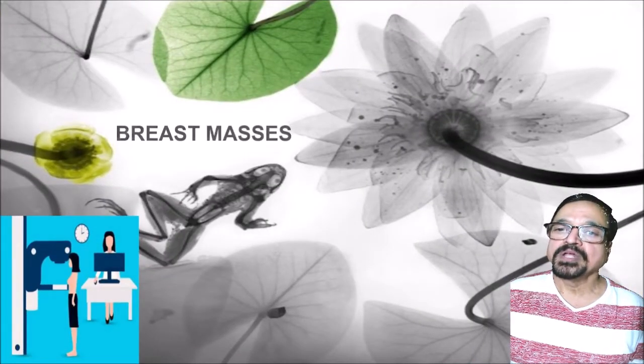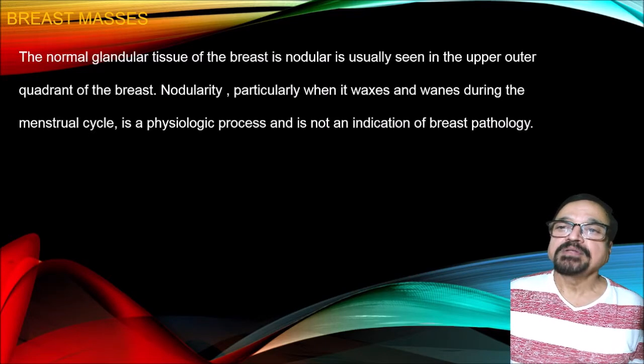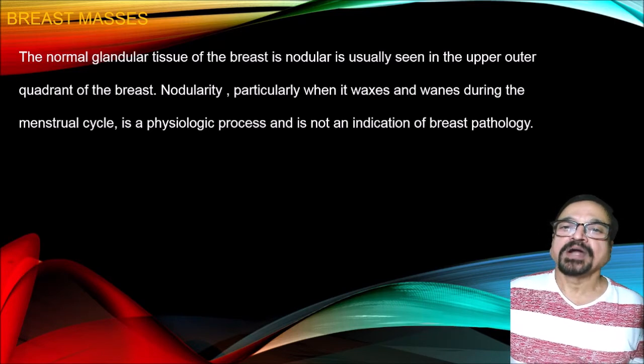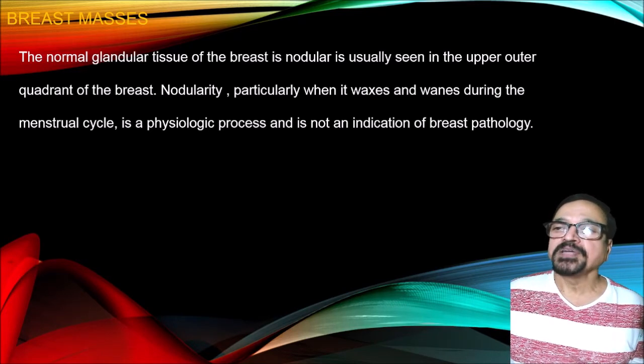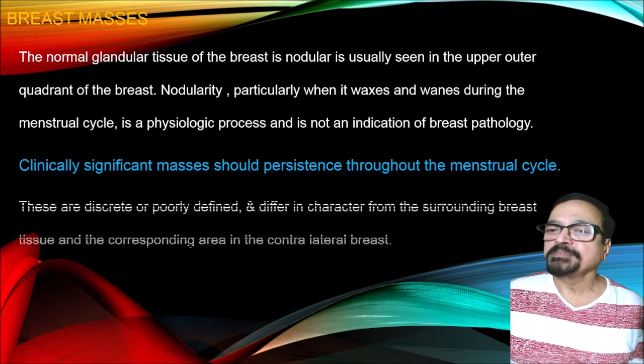Now coming to the breast masses. The glandular tissue of the breast is nodular, usually seen in the upper quadrant of the breast. Nodularity, particularly when it waxes and wanes, that is appears and disappears during the menstrual cycle, having peculiar periodicity, is a physiologic process and is not an indication of breast pathology. So detailed clinical history. A clinically significant mass should be persistent throughout the menstrual cycle.